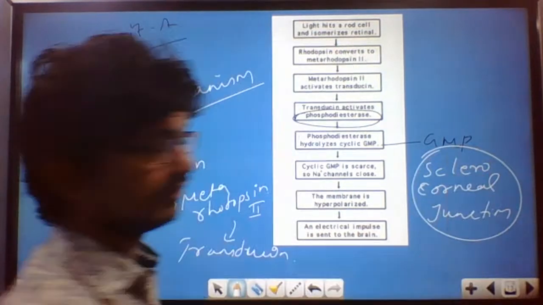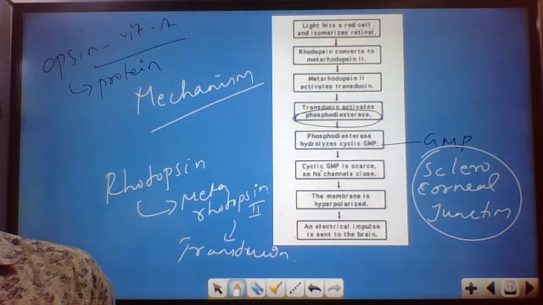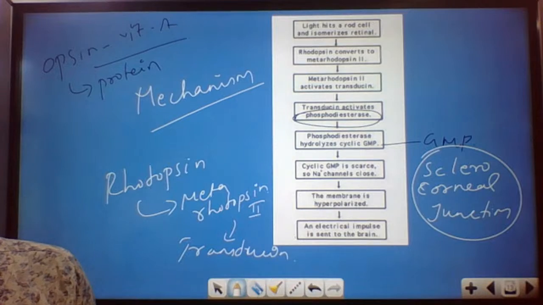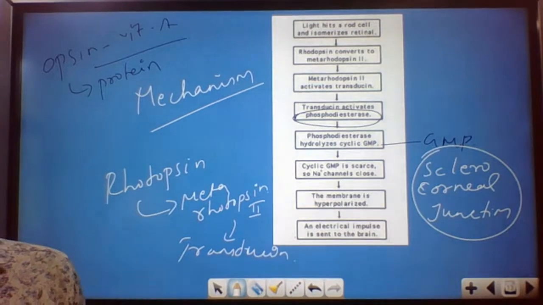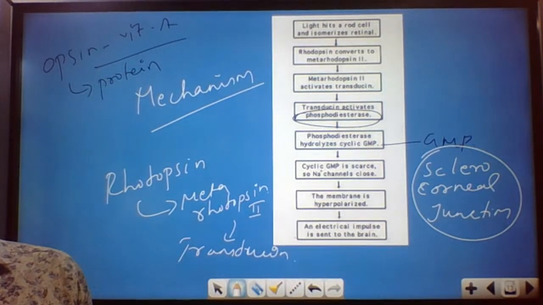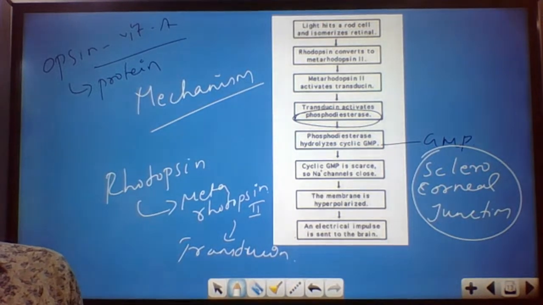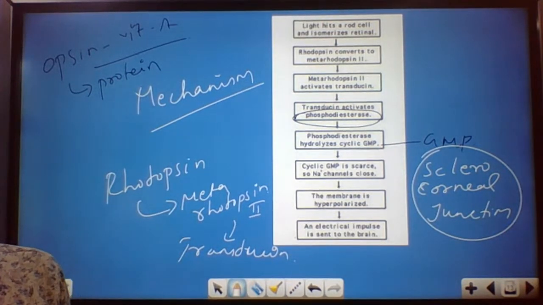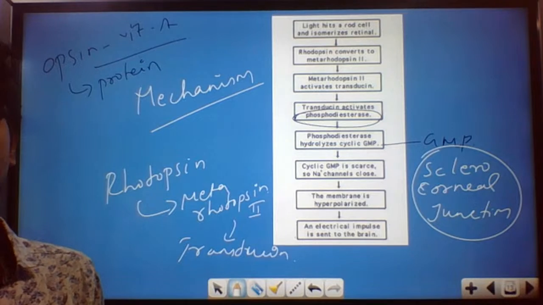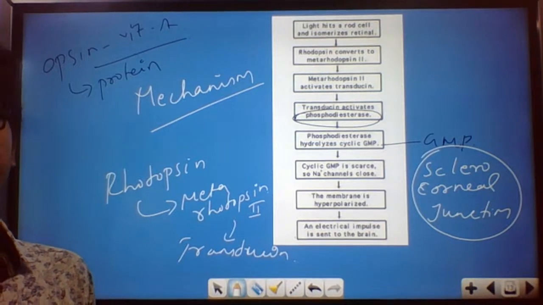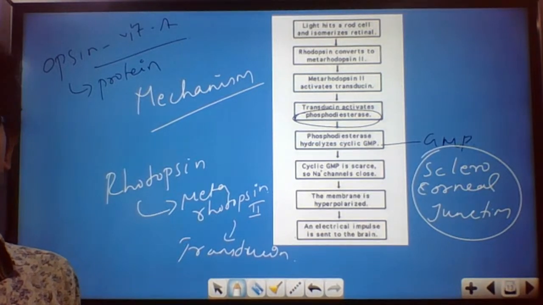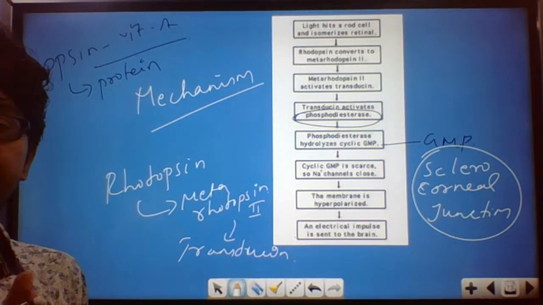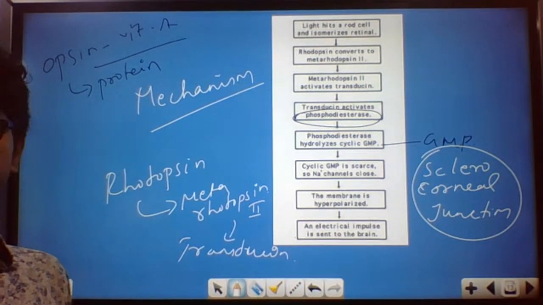Sclerocorneal junction. So this is what we call the canal of Schlemm. It is responsible for the main function of draining the aqueous humor from the anterior chamber into the veins, and so it is draining of the eyeballs. When this draining happens, it is because of the canal of Schlemm.